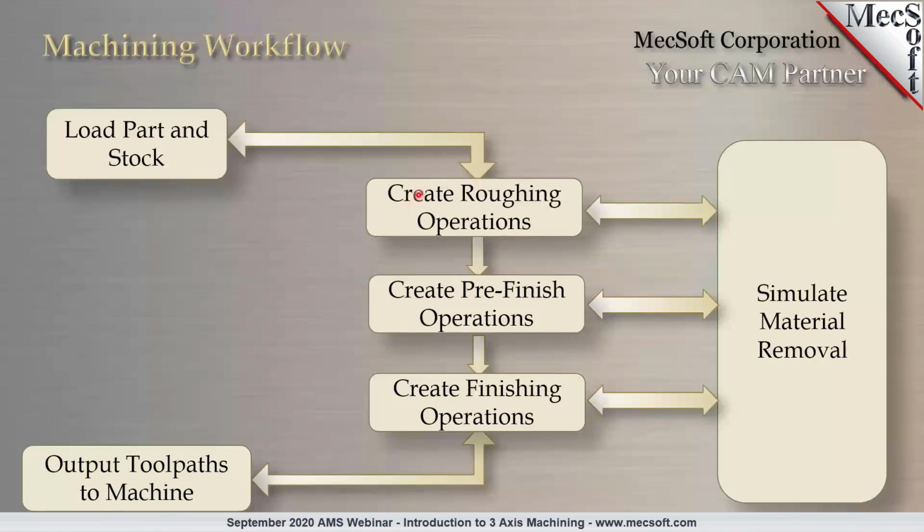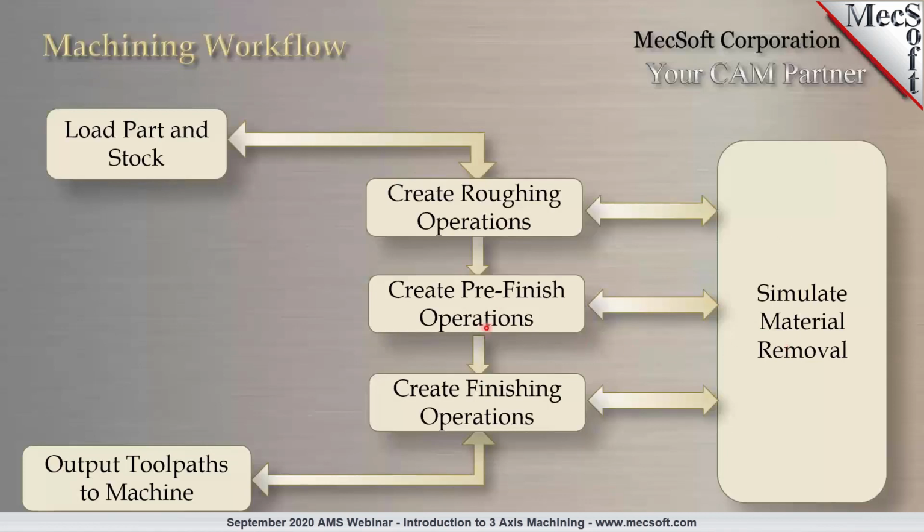Once you generate a roughing operation, you'd want to run a cut material simulation to simulate the material removal. And then once this process is done and you're happy with the results of the roughing toolpath, you can start out with a pre-finishing operation. This could be done using one of several different methods, and we will be covering a couple of different methods in today's webinar for pre-finishing. And then perform a cut material simulation.